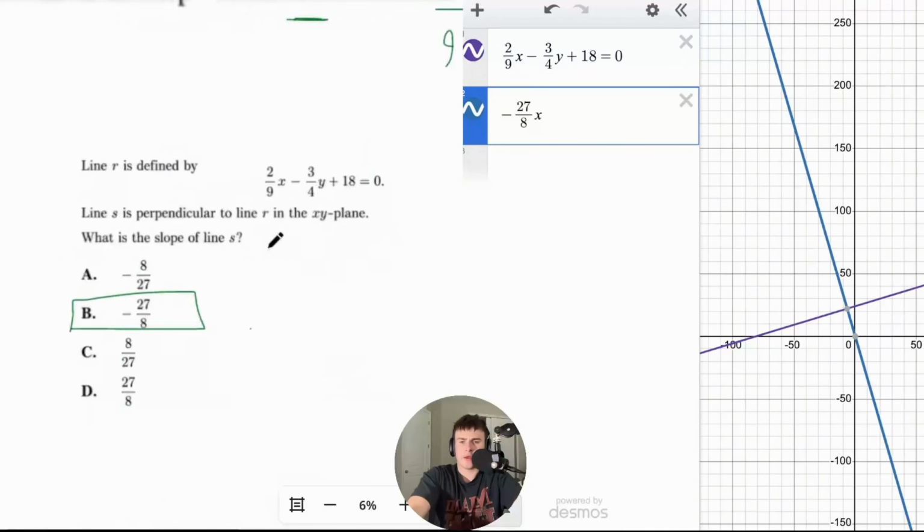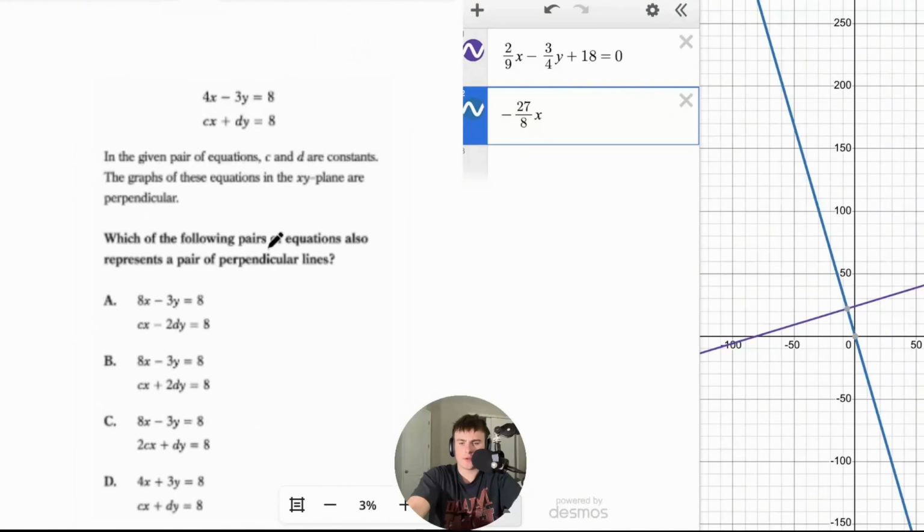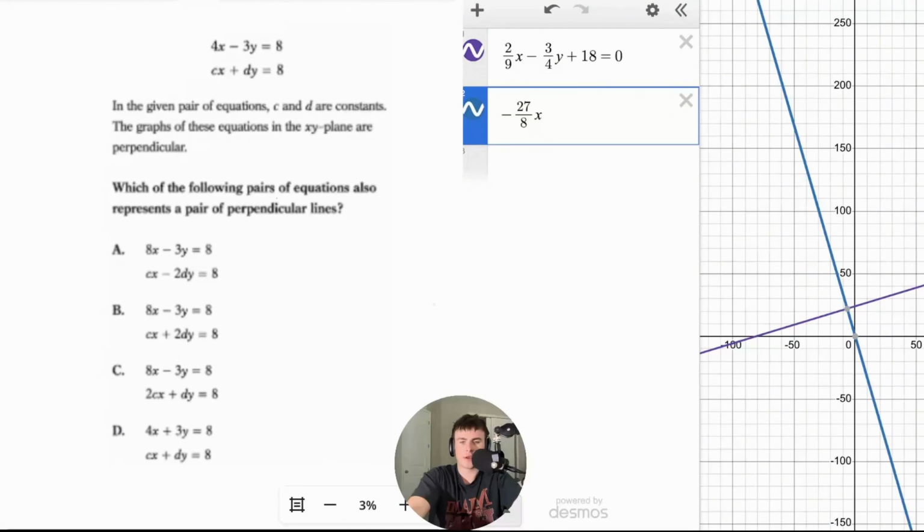Easy. Now, last question. This is on one of the Blue Book tests. In the given pair of equations, C and D are constants. So we have 2 constants here, C and D. The graphs are perpendicular. Which of the following pairs of equations also is perpendicular? So it tells me these are perpendicular. We have 2 constants here. So my main goal here should probably be to solve for C and D, because if we solve for C and D, then we can just plug in the options and see which ones are also perpendicular, right? So let me solve for C and D.